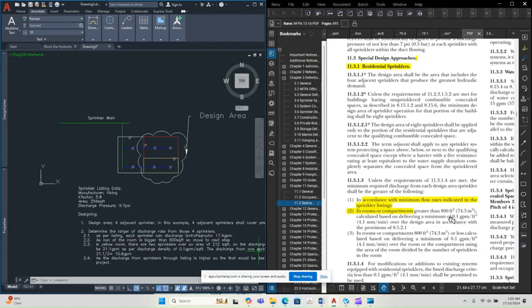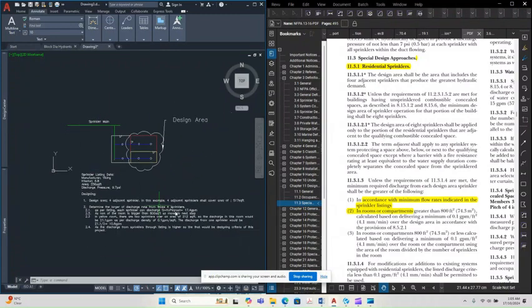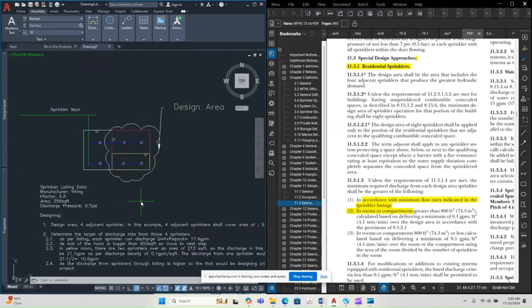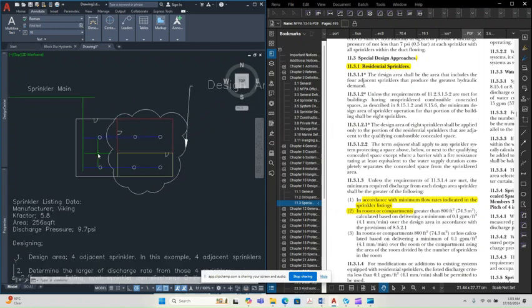So the thing is, we need to make sure that in this design area, which we have chosen, in my case the design area is 517 square foot, the discharge from each of these sprinklers, in my case four sprinklers, shall have a discharge which would be the greater of these three options.